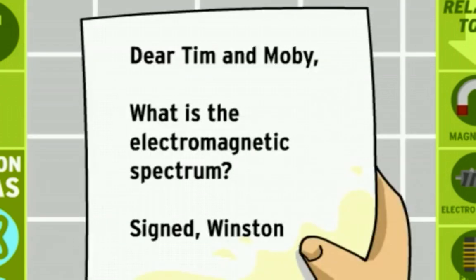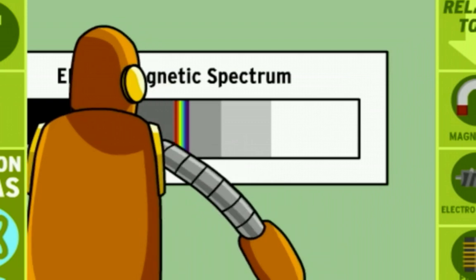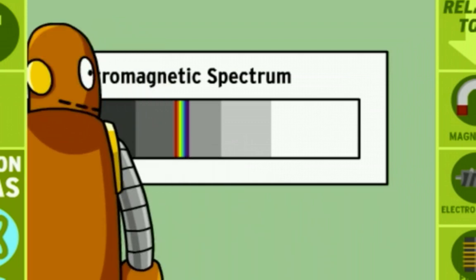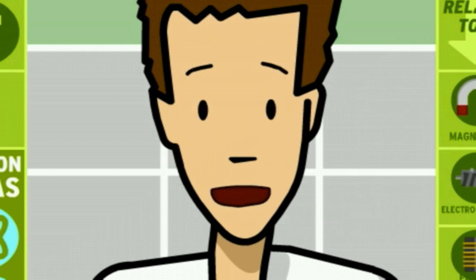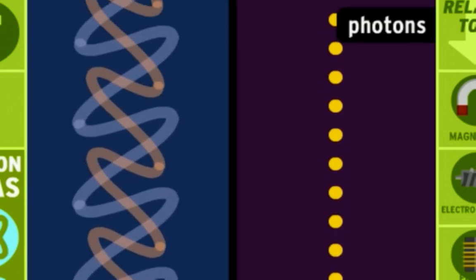Dear Tim and Moby, what is the electromagnetic spectrum? Signed, Winston. The electromagnetic spectrum is just the name for a bunch of types of radiation, organized by the amounts of energy they carry. No, it doesn't have to be from radioactive material like plutonium necessarily. Radiation is any movement of energy through space. You can think of this radiation as a wave made up of moving electrical and magnetic fields, or you can think of it as a stream of particles called photons.